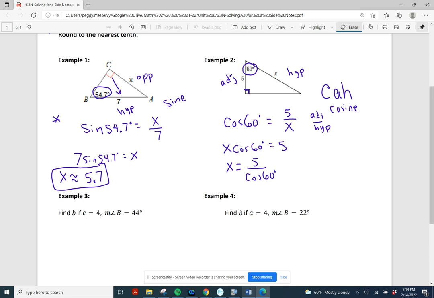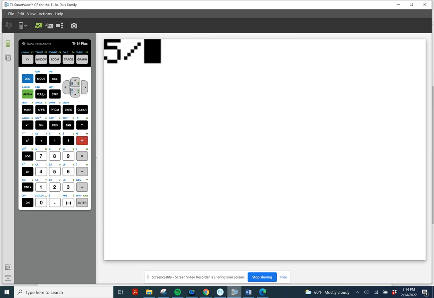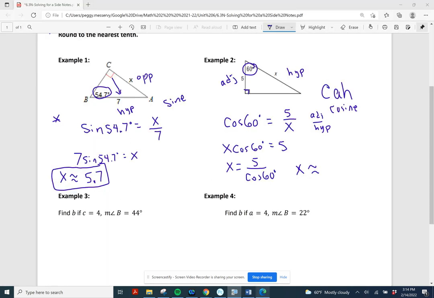And we're going to grab our calculator, and we're going to come up with a decimal approximation for this. So let's go to our calculator. We're going to do 5 divided by the cosine of 60 degrees. Push enter. Oh, it's exactly 10. Yes, this is a special right triangle. It is exactly 10. So I don't need the approximation symbols. I'm going to do equals 10. X equals 10. And we're done.